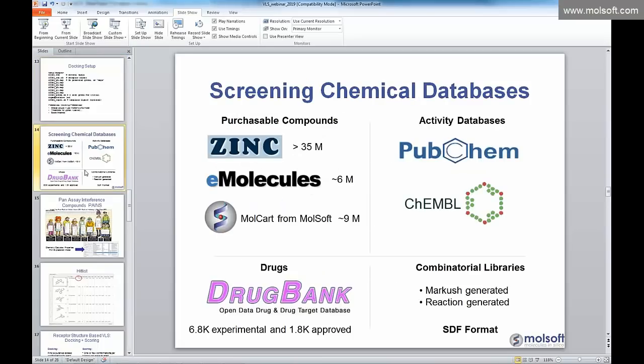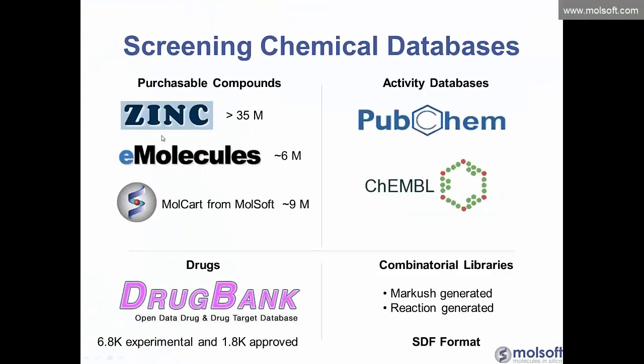And then we need to find a database to screen, right? There are different options that you have. You could go to the Zinc database, which is a very complete database of chemicals from many different vendors and sources, over 35 million. You go to eMolecules company, and they have around 6 million, maybe more now, chemicals, and I think when you purchase them from them, they'll plate them for you and do other things.